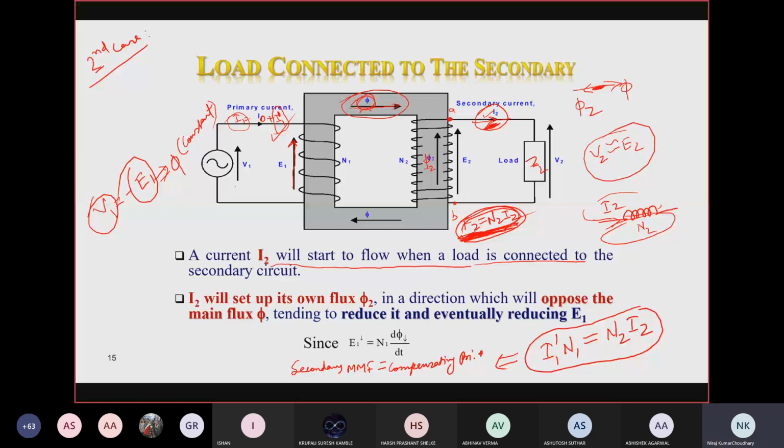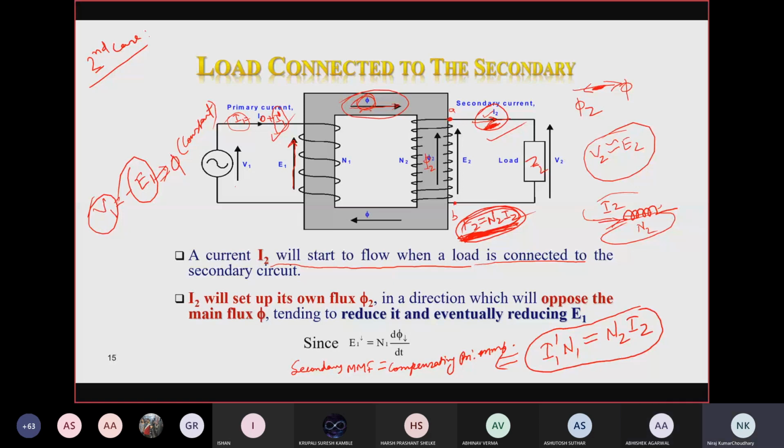ठीक है? So the conclusion is that any change in the secondary current is reflected by the corresponding opposite change, automatic change in the primary current in order to make the core flux constant. ये समझ में आया ऑपरेशन की नहीं समझ में आया बताओ, फिर आगे बढ़े हम लोग. इसमें किसी को कोई कंफ्यूजन?